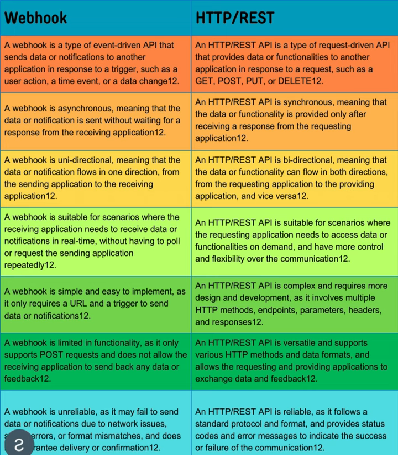A webhook is unreliable, as it may fail to send data or notifications due to network issues, server errors, or format mismatches, and does not guarantee delivery or confirmation. An HTTP/REST API is reliable, as it follows a standard protocol and format, and provides status codes and error messages to indicate the success or failure of the communication.